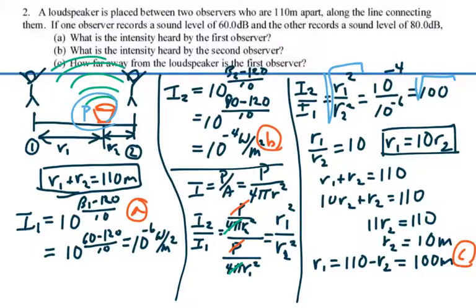So there's our answer. We have the intensity for the first observer, 10 to the minus 6 watts per meter squared. The intensity for the second observer, 10 to the minus 4 watts per meter squared. And the loudspeaker is 100 meters away from the first observer. That's our answer.